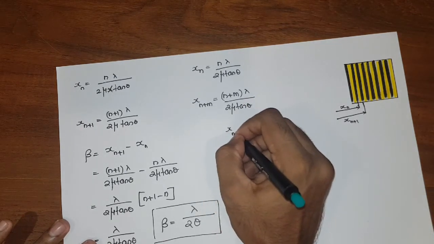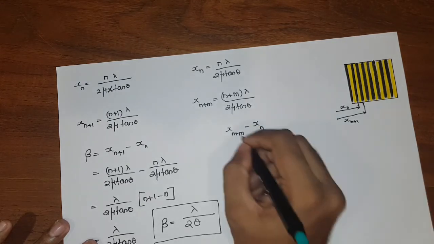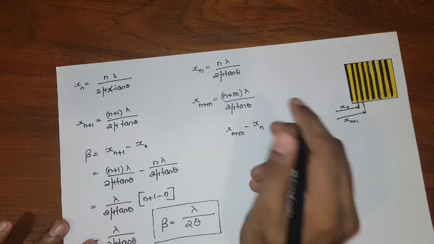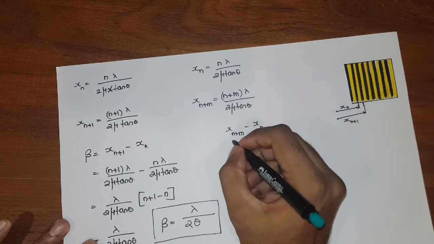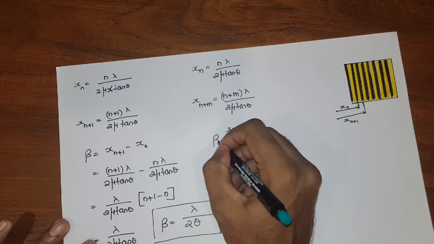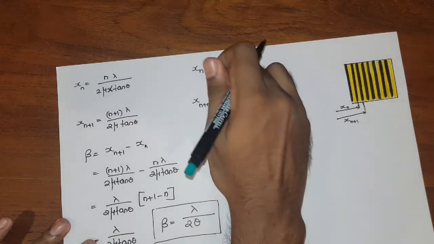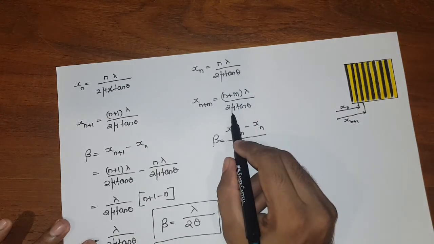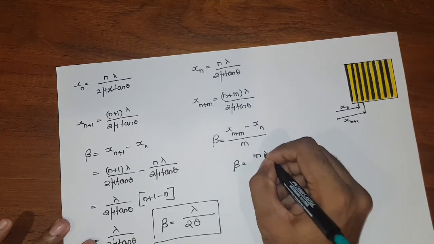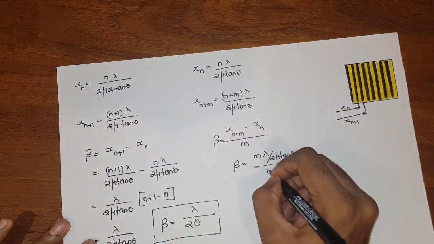So what should we do? I have these two positions, x n plus m and x n. When we subtract these distances, will we get the width of a fringe? No, because we have to divide by the number of fringes which we counted, and this will be the value of beta. And what will be beta? This value minus this value, we get m lambda by 2 mu tan theta, the whole by m.